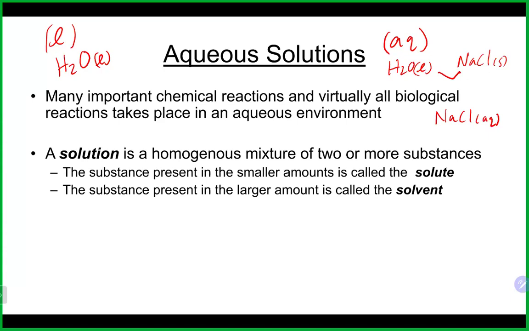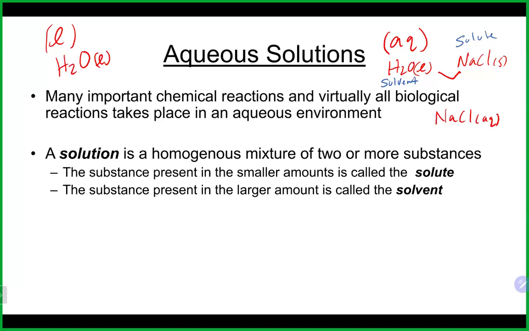Now, the substance that is there in the smaller amount is what's known as the solute, and the one that is there in the larger amount is known as the solvent. So in our example here, the sodium chloride is our solute, and we're dissolving it in water, which is our solvent in this case. Water is a very good solvent for things that are ionic and things that are polar, which we'll talk about in just a second. But it's actually not a good solvent for some other things. So it's not always a solvent, but a lot of times it is.